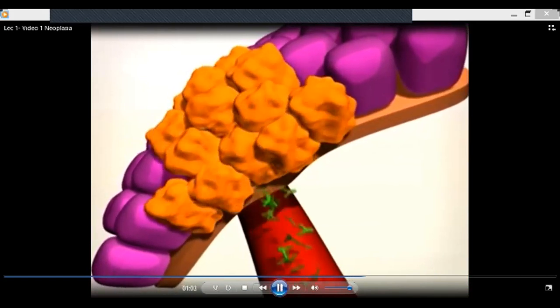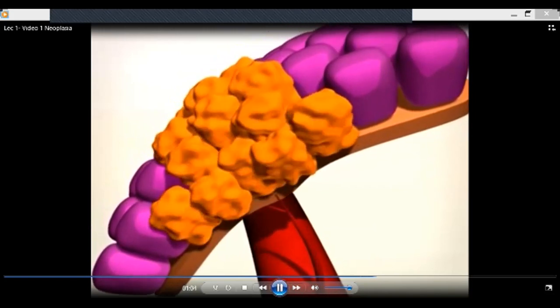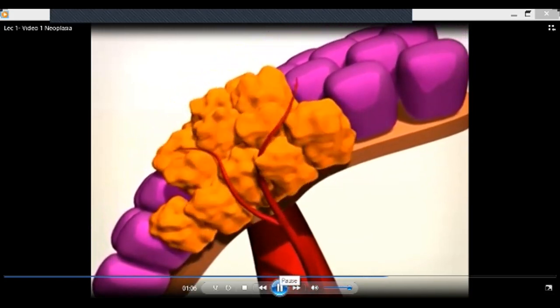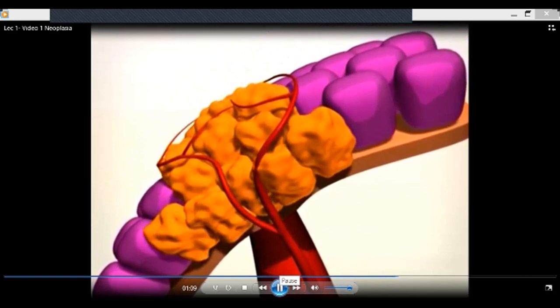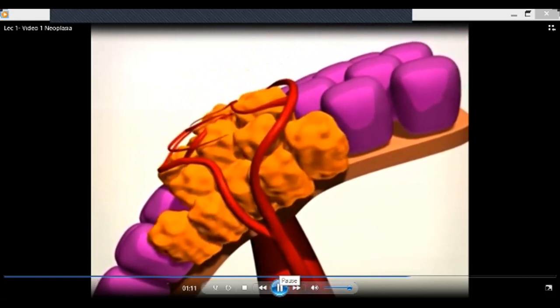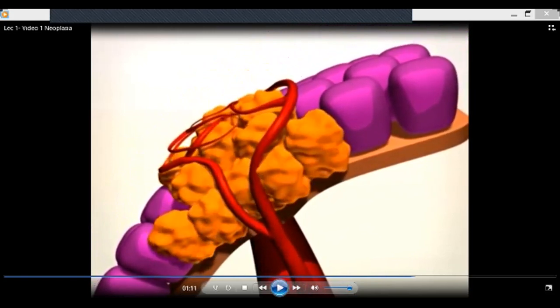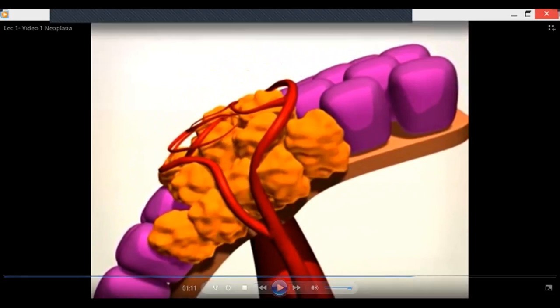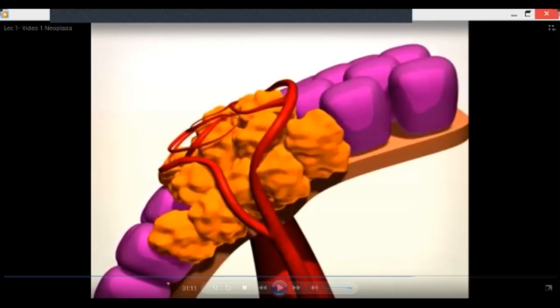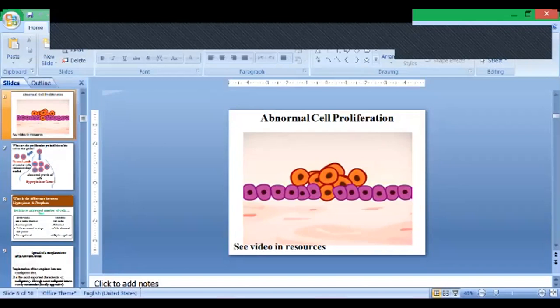So the purple cells are the normal ones, and the yellow cells are the tumorous ones, or in other words, the neoplastic ones, okay? So let's stop here and we will get back to the rest of the video later. So let's share the screen again for the presentation. So I hope you now know or imagine what is meant by neoplasia or a tumor.